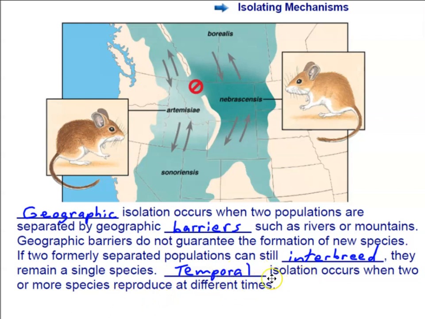So again, temporal isolation is controlled by circadian rhythms or the biological clock, and the biological clock is subject to changes in genes, mutations in genes, just like everything else. And so that can cause two species to reproduce at different times, splitting the population in two.